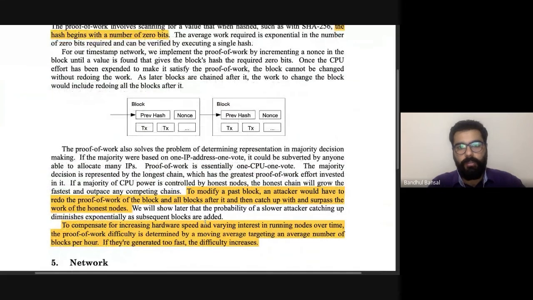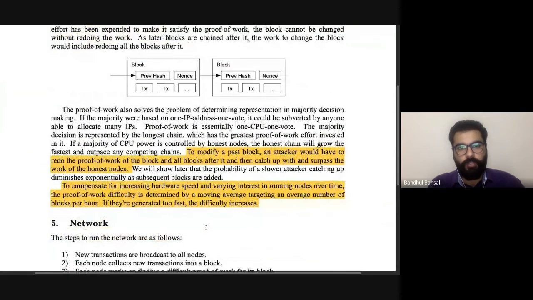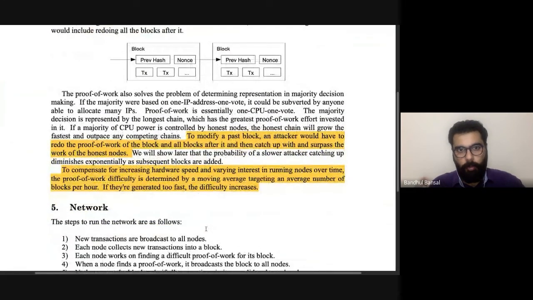In the next video, what we'll talk about is the network. We'll talk about nodes, like what exactly is in store for miners, or what exactly are nodes, and how nodes came into the picture, right? So this is what we'll take up in the next video.